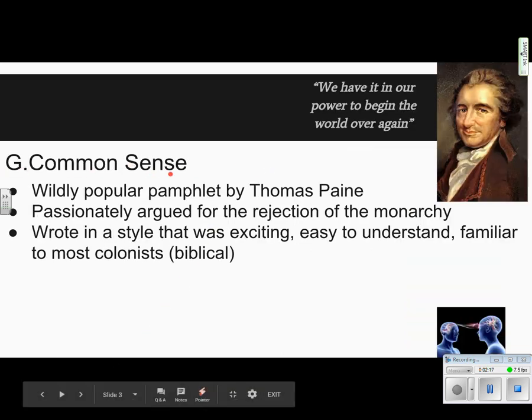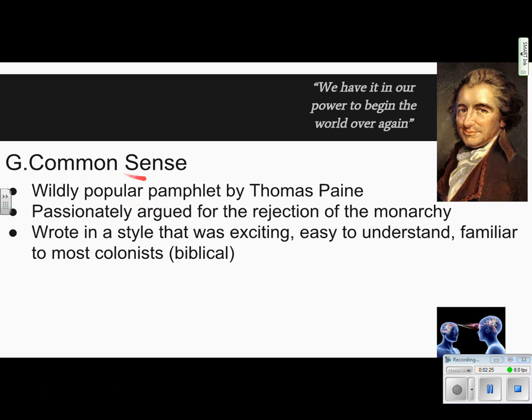Common Sense is this second document that was very powerful in changing people's minds. That's why I've got this weird looking alien thing down here. Common Sense was a pamphlet, which is the term they used back then, basically for magazines. This was a document that went viral, except it was all paper-based. It was a widely popular pamphlet by this guy, Thomas Paine.